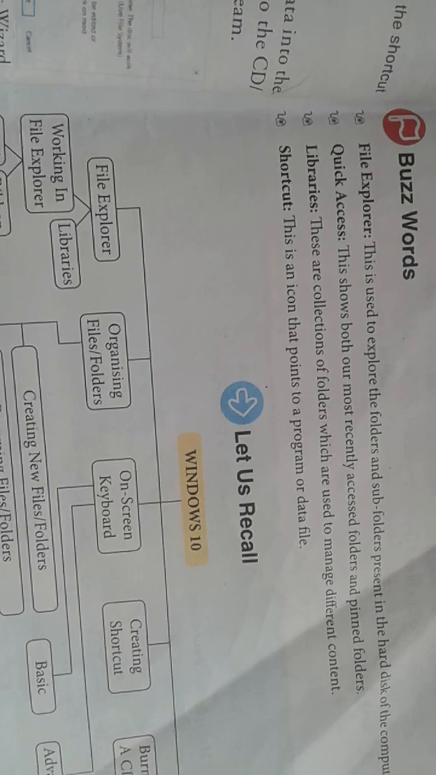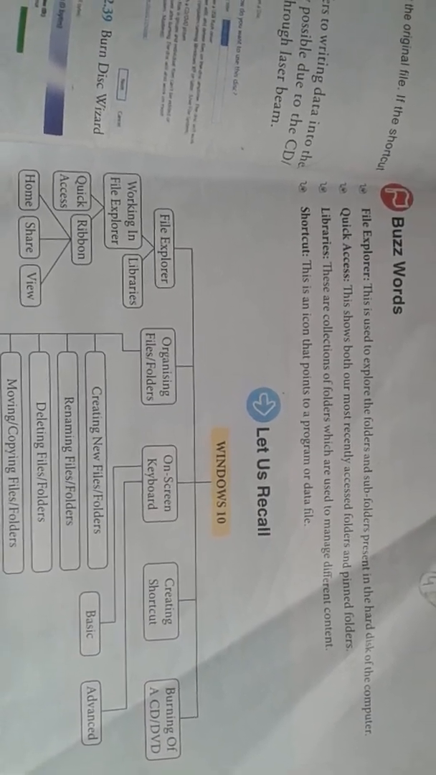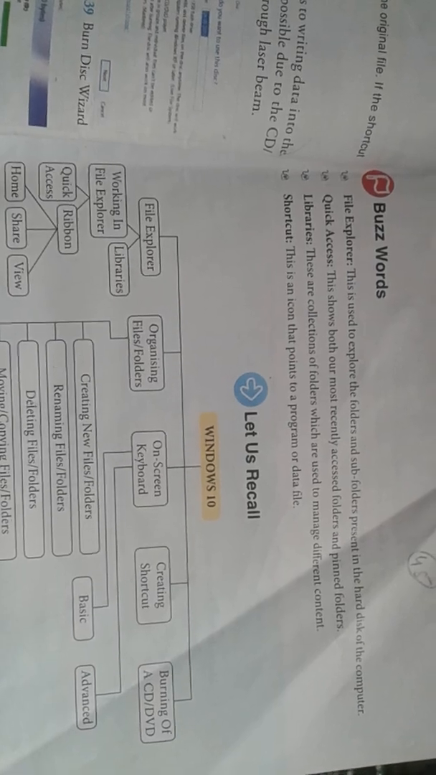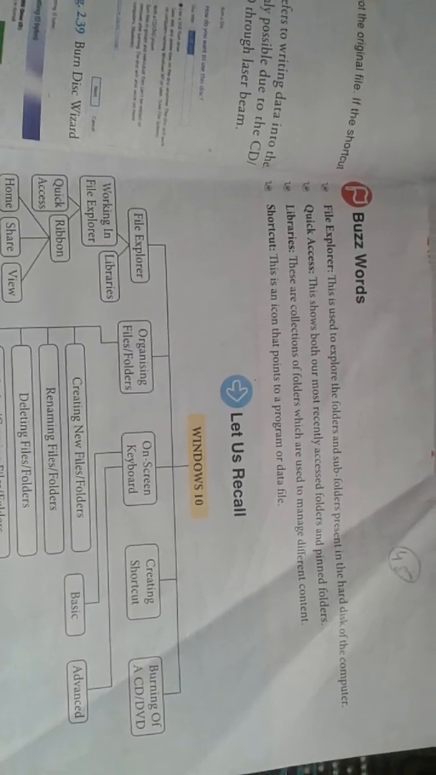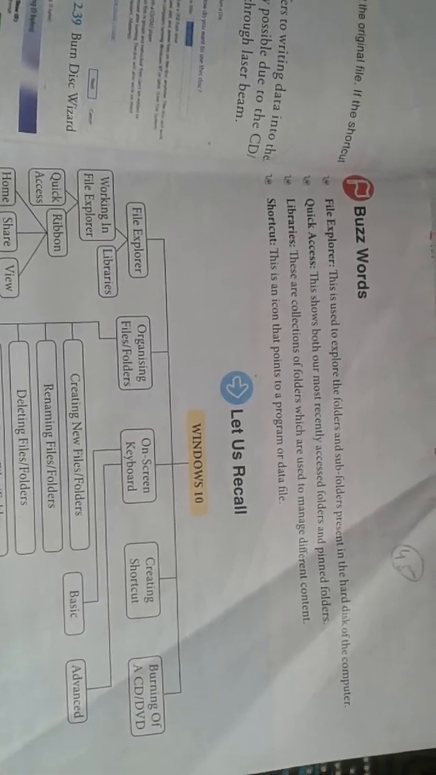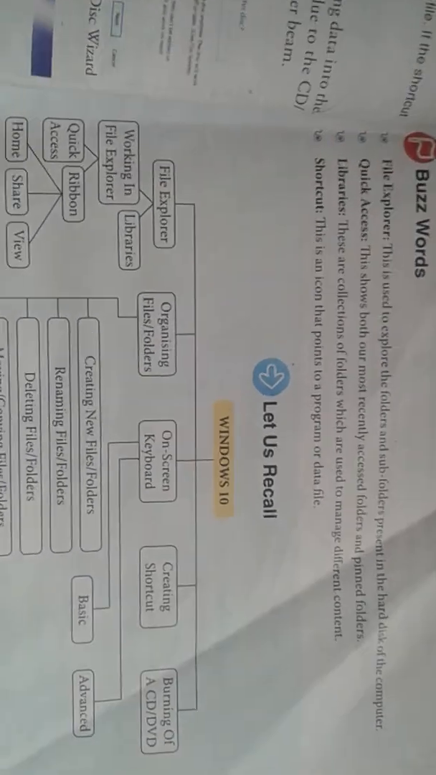So this is the meaning of burning a disc. And after that, we have to learn some definitions also. File Explorer. What is File Explorer? This is used to explore the folders and subfolders present in the hard disk of the computer. And Quick access: this shows both our most recently accessed folders and pinned folders.